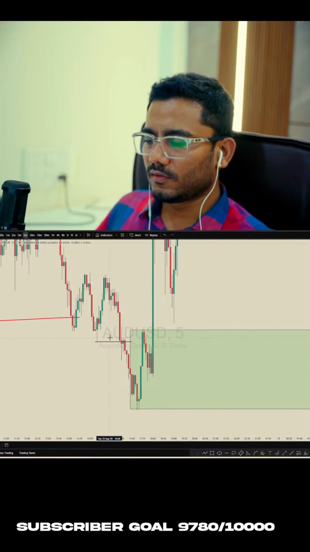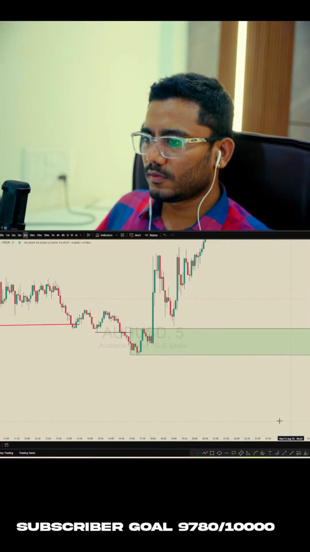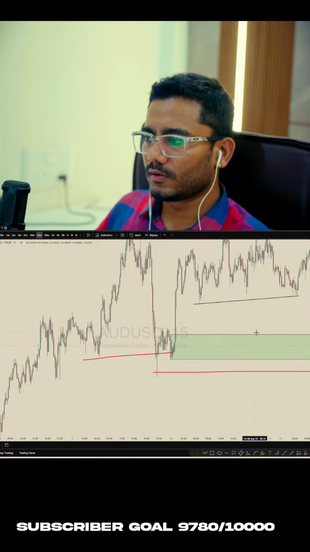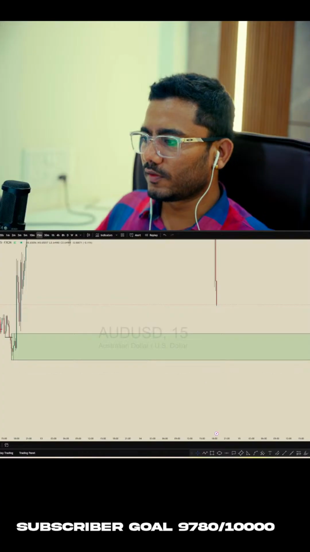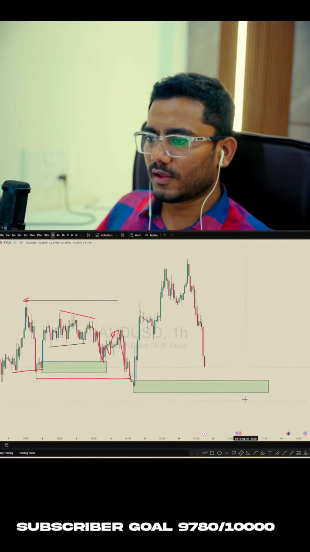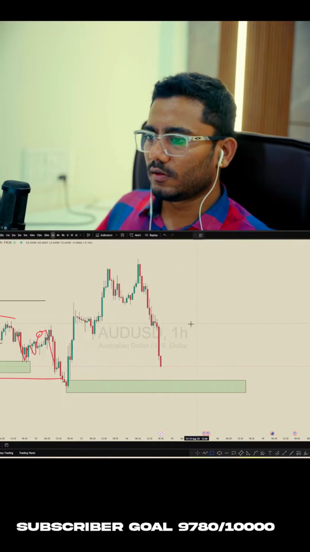So this is the imbalance. This is where price started to shoot up. But price never fulfilled this imbalance. It directly went to the upside. So we can get a reaction from this order block. So we can catch this reaction till here. This is our sell side order block.